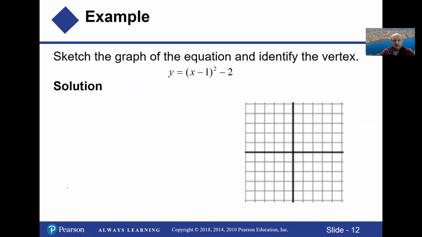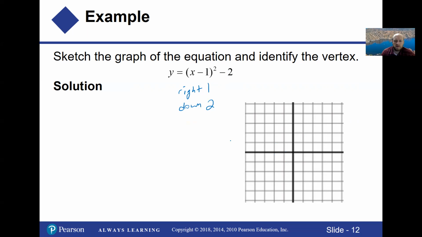Okay, now here is one where we're doing 2 translations in the same one. So we have y equals (x minus 1) squared and then -2. Okay, so what does this mean? Well, what's in parentheses is going to shift right 1 and then down 2, because of the -2 and this -1.